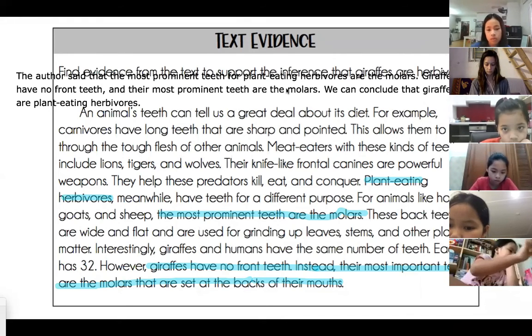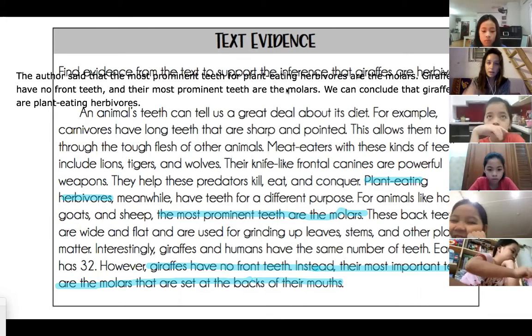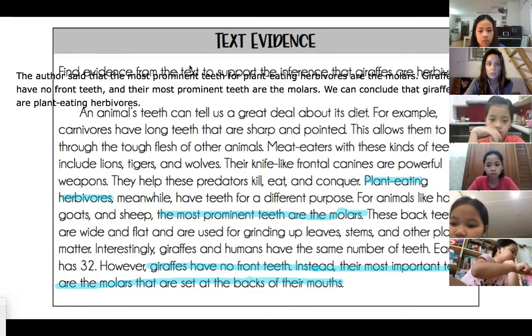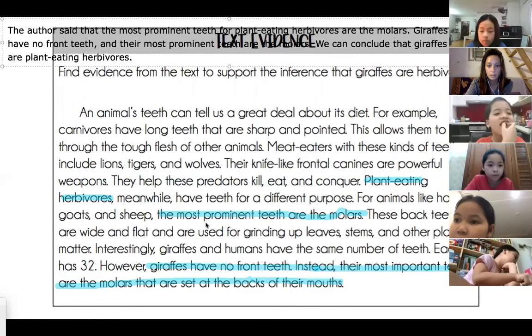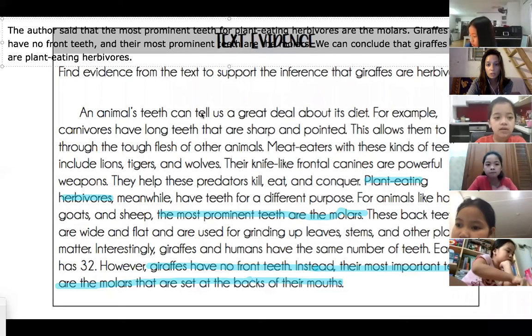If they are the long sentences, I don't know how to put them in order. Like the one that we just made? So you put it in order in the way that you think about it, right? And also this is in the order that the author presented the information to us, right? So first, the author told us that the most prominent teeth for plant-eating herbivores are their molars. So that's what I used first in my sentence. And then they told us giraffes have no front teeth, but instead use their molars. So then I did that next. And then I came to my conclusion.